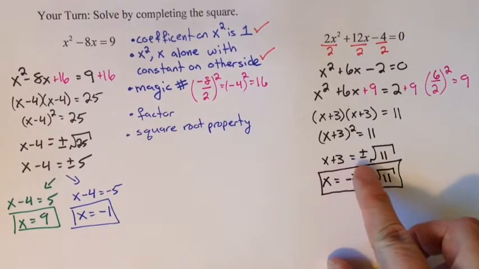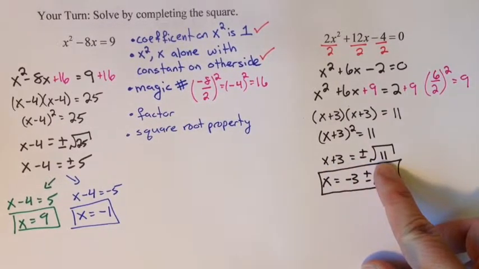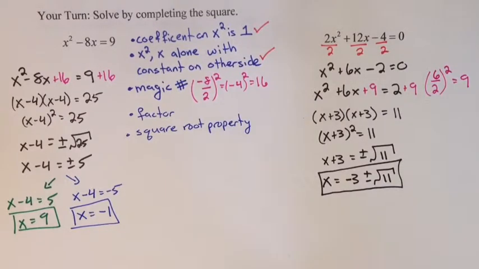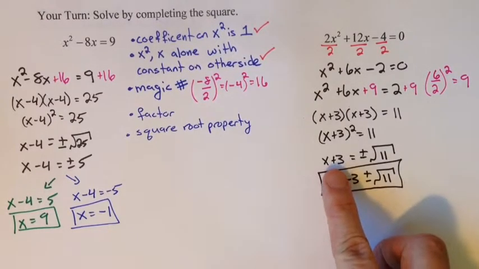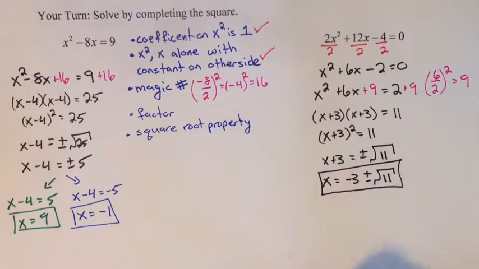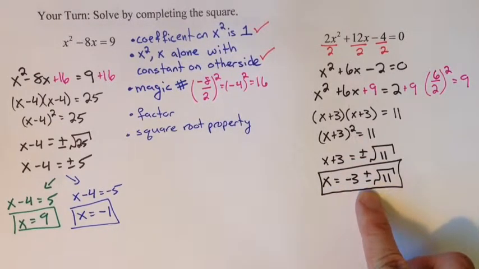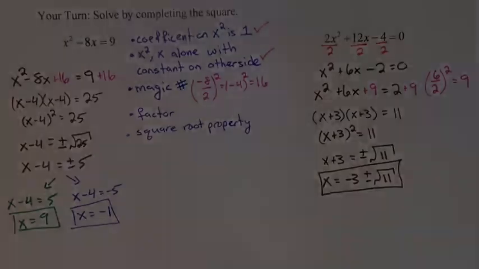x plus 3 equals plus or minus the square root of 11. The square root of 11 doesn't simplify, so to finish writing our answer, I just subtract 3 from both sides, leaving me with x equals negative 3 plus or minus the square root of 11.